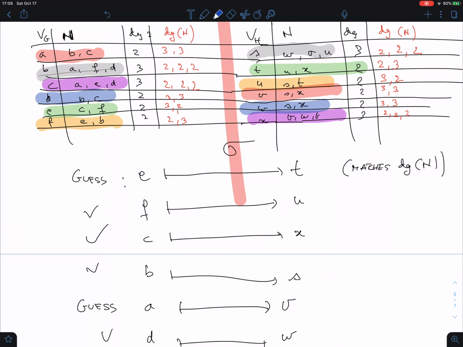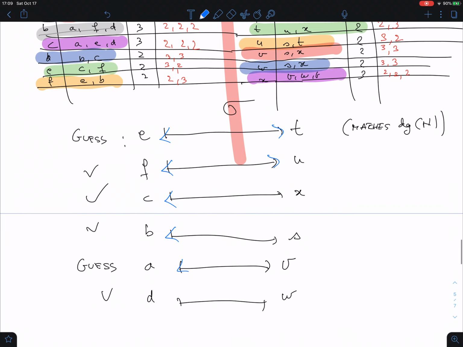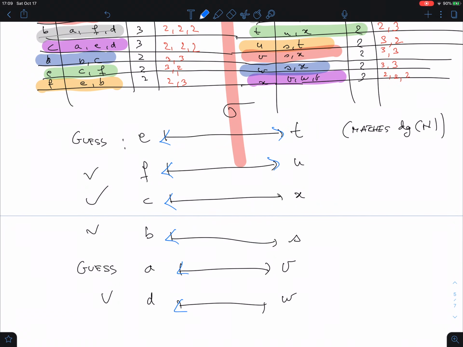Okay, we need a little bit of space. I'm going to have to do this here. I said E is mapped to T, but I should basically say it's both ways, right? F corresponds to U, C corresponds to X, B corresponds to S. And so I can think either way. I can go from left to right or go from right to left. It doesn't matter anymore. Once I made a choice, I now have to say that they're compatible.